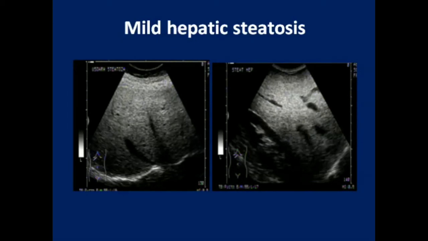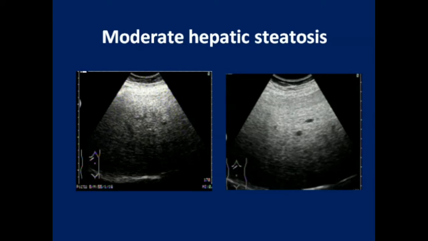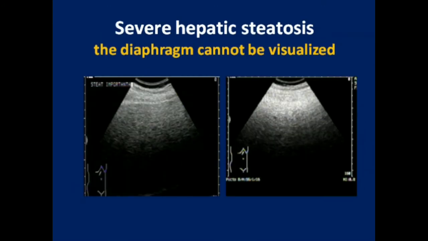These two images show mild hepatic steatosis. In this, we can see that the liver is hyperechoic, but the vessel walls can be appreciated, and the diaphragm is also appreciable. In this image, the diaphragm is poorly appreciable and the liver is hyperechoic. This is a severe case. We cannot appreciate the wall of the portal veins, and the diaphragm is not appreciated either, therefore it is labeled as severe hepatic steatosis.